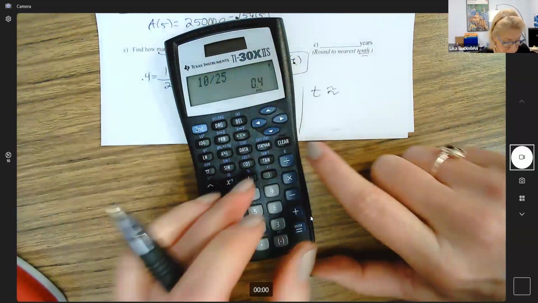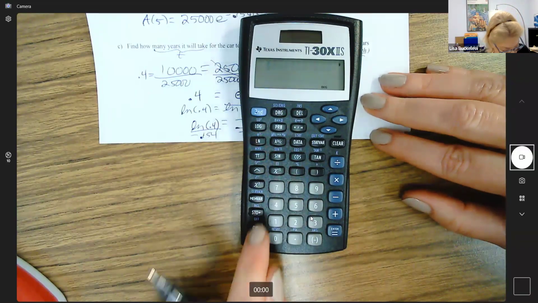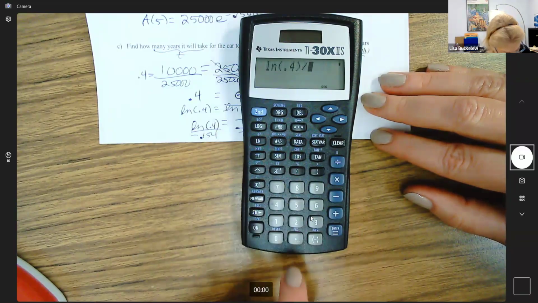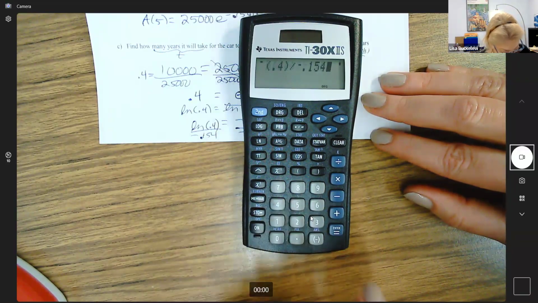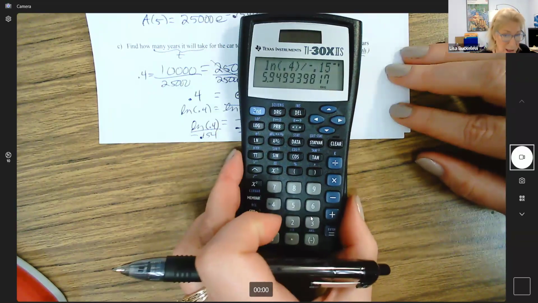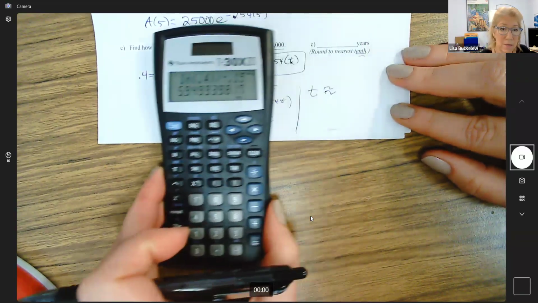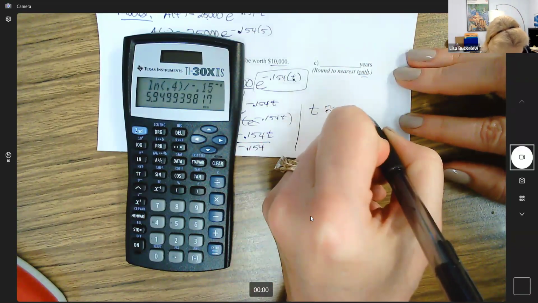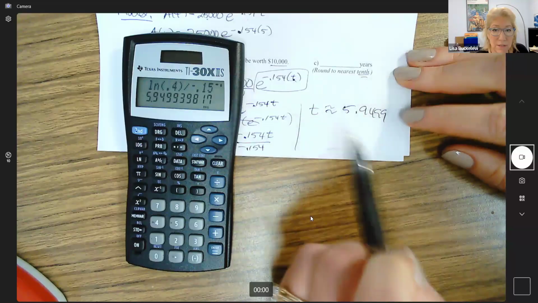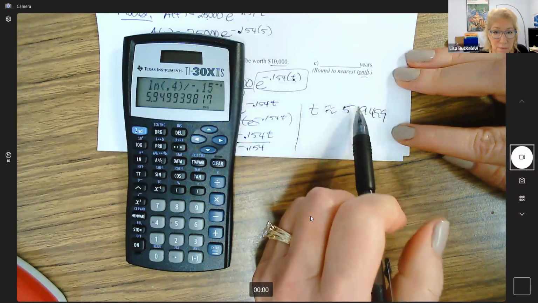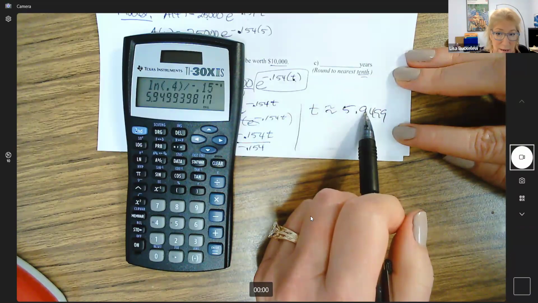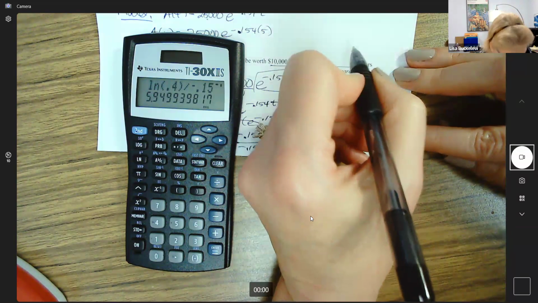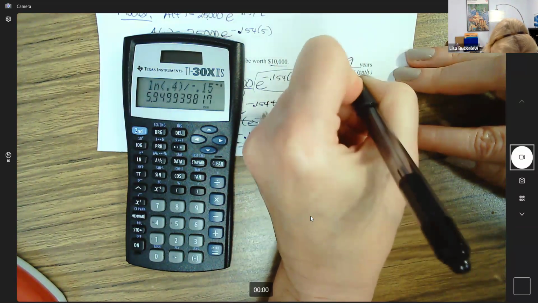So let's see what the value of that would be, a little more understandable. So 0.4, we're going to divide that by negative 0.154 equals 5.94999, so about almost 6 years. So it's 5.9499, but it said round to the nearest tenth. The tenth is the first place after the decimal, which is the 9. It is followed by 4, which isn't big enough to bump up the 9. So we will say 5.9 years.